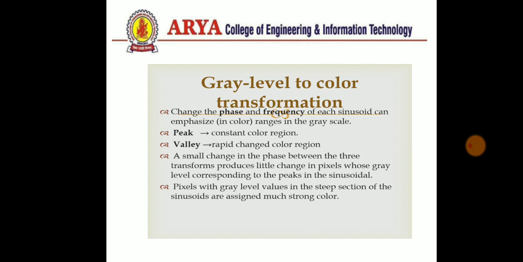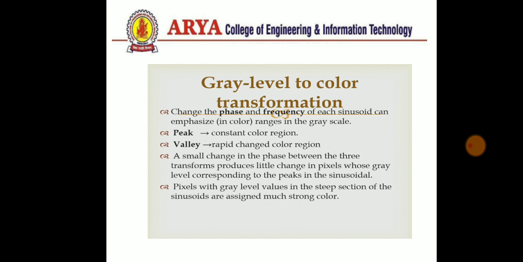Now the gray level to color transformation. This is all about converting the grayscale value into some color frequencies. There are two concepts used. First one is peak. The peak denotes the constant color region. Valley, the valley denotes the rapid change color region. So as we all know, there are some color regions, that is red, green and blue. Constant color regions are called the peak value of any region, and when we perform changes, these rapid or frequent changes between these color regions are known as valley.